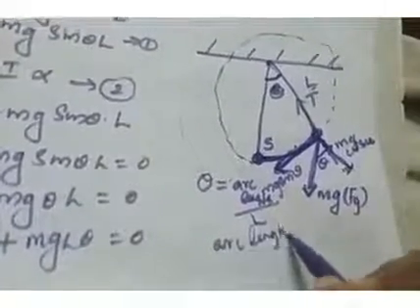Arc length by radius is capital L. So therefore arc length is equal to L into theta, isn't it? Arc length is equal to L into theta. So this will be equal to L theta. This arc length is equal to L theta.